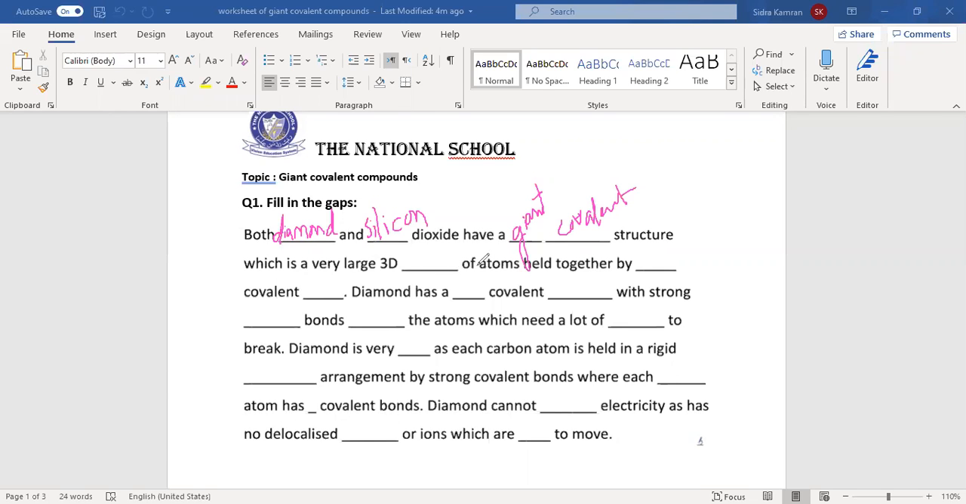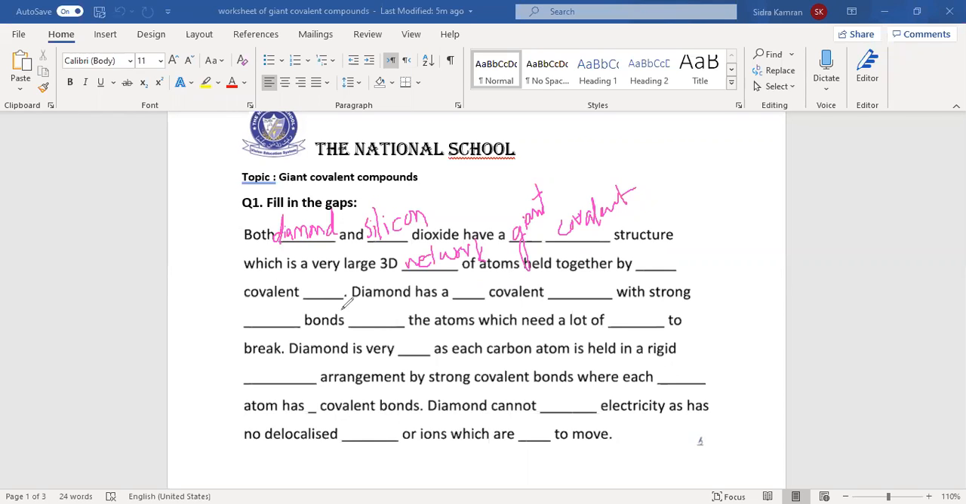What will be the answer? A 3D network of atoms. There are atoms joining together in a three-dimensional structure, so there is a network of atoms. Network of atoms held together by dash covalent.